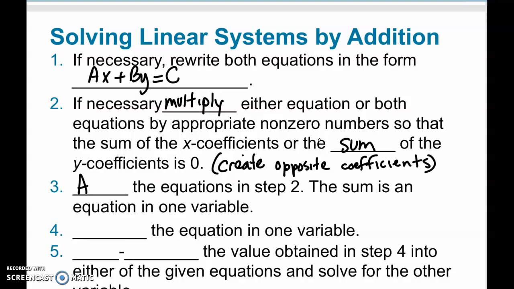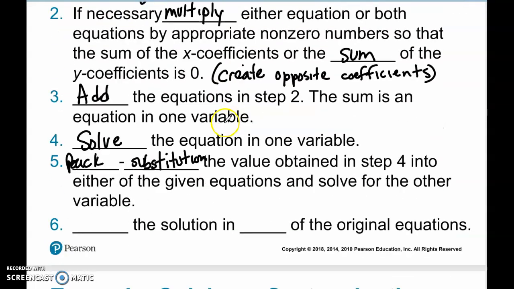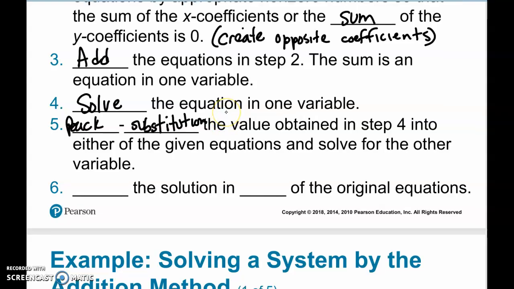Then you want to add the equations in step 2 together. The sum is an equation in one variable, and then you will solve the equation in one variable, and then you do the back substitution again, using what you found in step 4 to find the other variable that remains. And then lastly, just like before, you want to check the solution and you want to make sure it works in both of the originals.